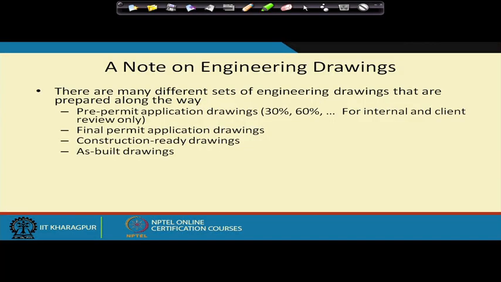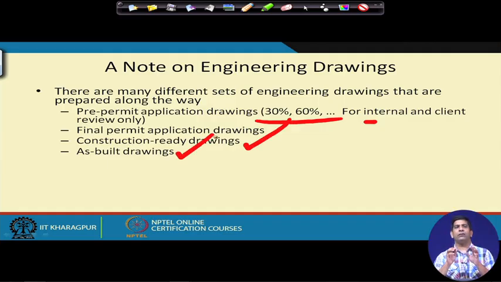Pre-permit application drawing, 30%, 60%, we talked about that. Final permit application, there is one. Then construction ready drawing, and then as-built drawing. As-built drawing is the one which we haven't talked about yet. As-built drawing is the one which you make at the completion of the project. Once it is as-built, that means the construction has stopped now. So this drawing depicts the condition and the details of the as-built structure. The structure is already built.